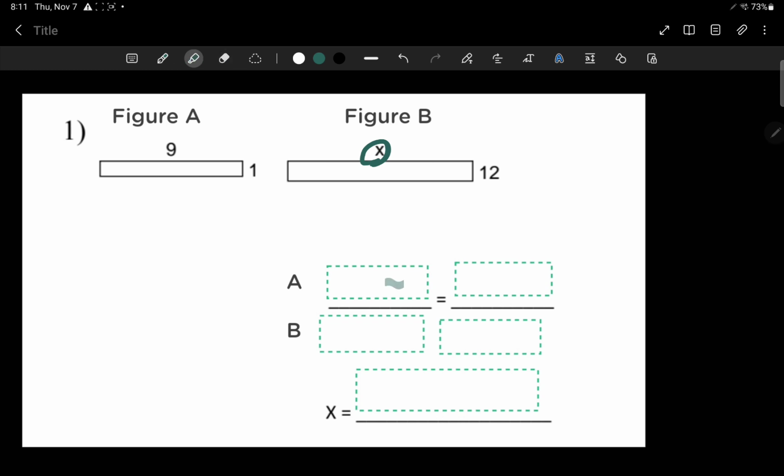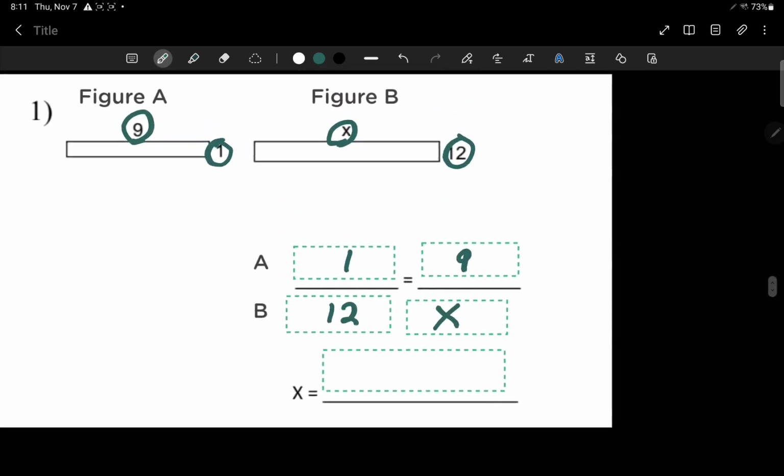I'm gonna go ahead and change 1 and 9. Because it doesn't really matter how you place the first one. What matters is what you put below what you already placed. So what is similar to 1? 12. So this one's going to have 12 below it. What is similar to 9 is going to be x. That's what we're looking for. Now I have all the information that I need.